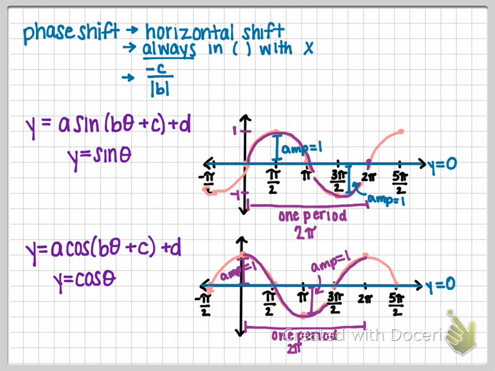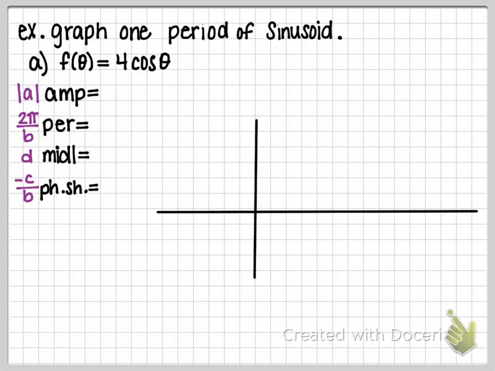So, what do we do? How do we start to graph these functions when there are different transformations that start to happen? Well, let me go ahead and show you. So, let's start with this one. We want to graph one period. So, I'm going to graph 4 cosine of theta. So, my amplitude is my A value, or the absolute value of my A value. My A value here is 4, so my amplitude is going to be 4.